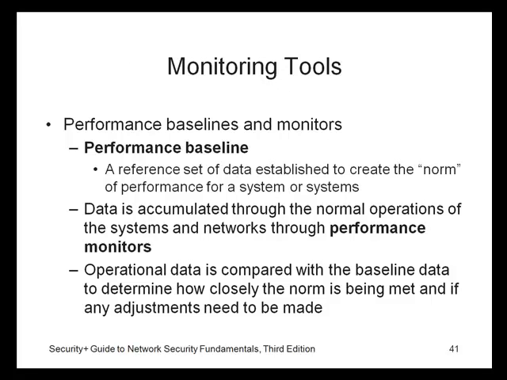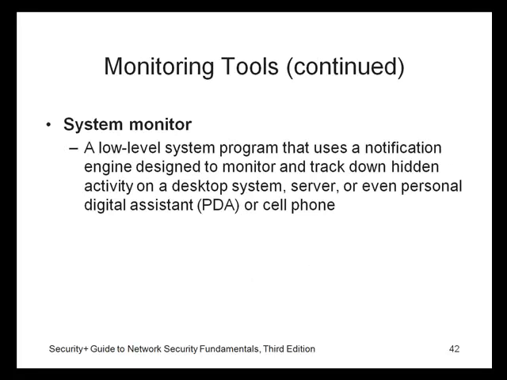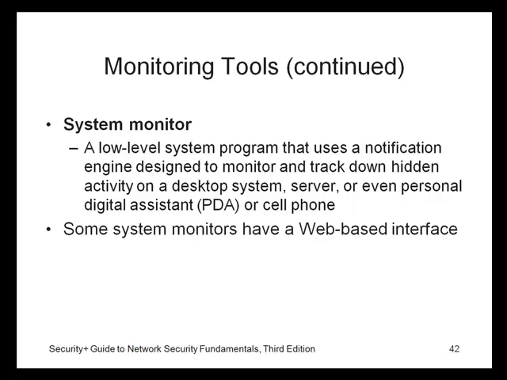Monitoring tools, performance-based. Accumulated operational data is compared with the baseline data to determine how closely to the norm we are. So we have a performance baseline and then the performance monitors. There are a lot of tools out there to do these things. System monitor uses a notification engine designed to monitor and track down hidden activity on a desktop, server, or a personal PDA or a cell phone. Lots of tools, and I've asked you to install one tool, I think 10.4, to look at what some of these things do.